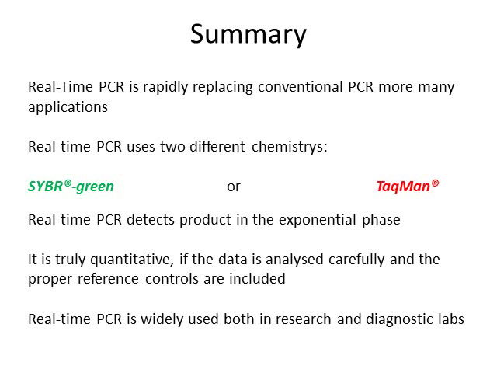Okay, so just to summarise what we talked about earlier on, real-time PCR is rapidly replacing conventional PCR, and it uses one of two chemistries, SYBR Green or TaqMan PCR. Importantly, real-time PCR detects the PCR product as the actual PCR is running in the machine, so it detects it during the exponential phase of amplification. Because of that, it's truly quantitative, provided that you have the necessary reference gene controls. And it's widely used in both research and diagnostic labs.